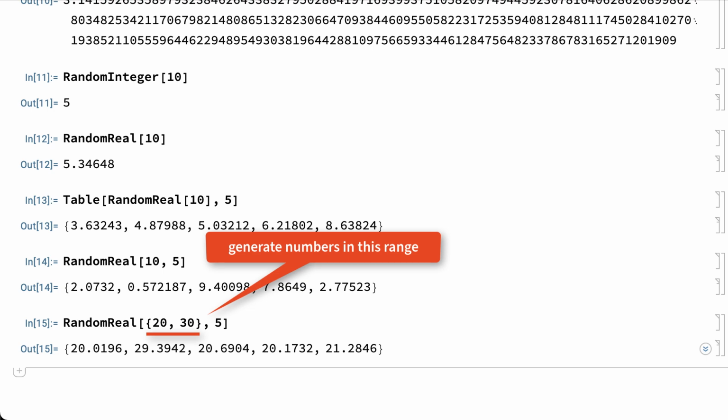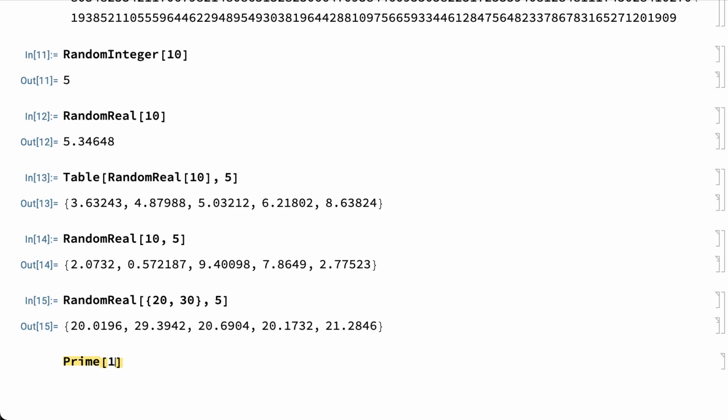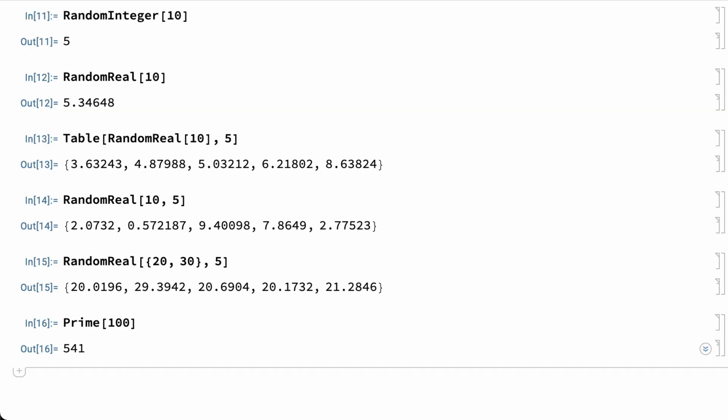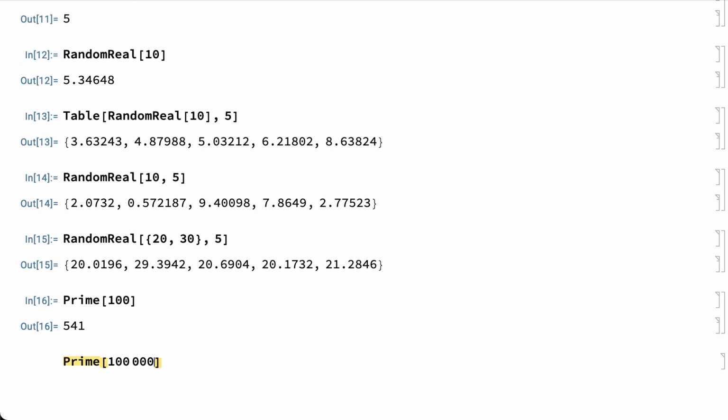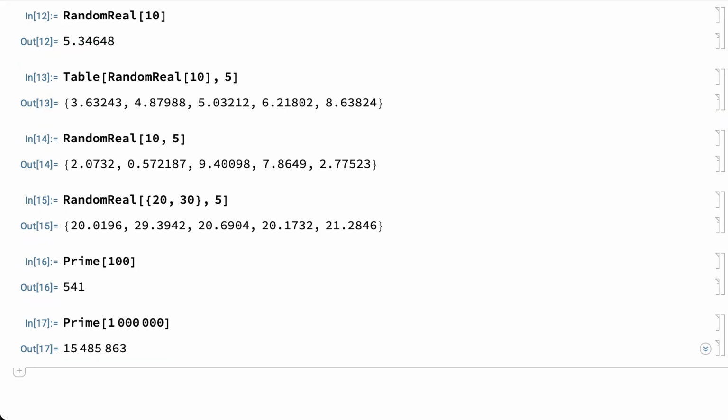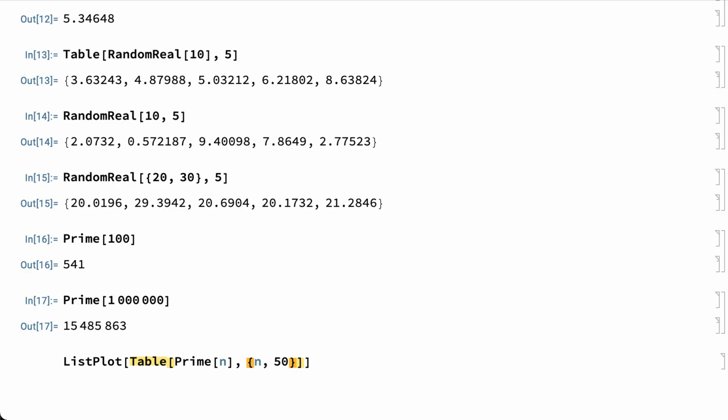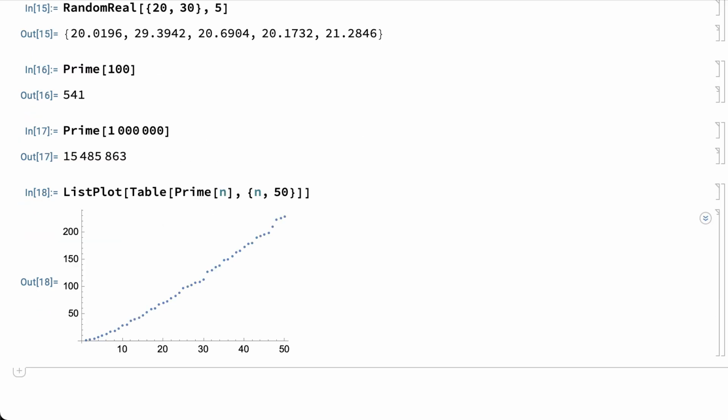Another interesting set of numbers is prime numbers. This uses the Prime function to get the 100th prime number. And this gives the 1,000,000th prime number. This uses Prime and Table and ListPlot to make a plot of the first 50 prime numbers.